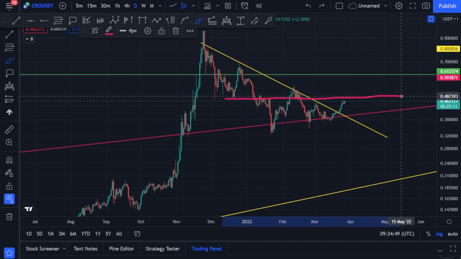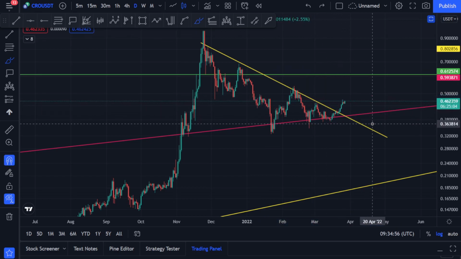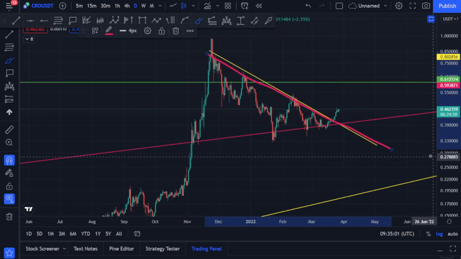At the moment you can see what it's doing, going up, coming down, going up, and it hit this resistance again one more time, but again it broke out from this resistance point, which is a bullish thing.